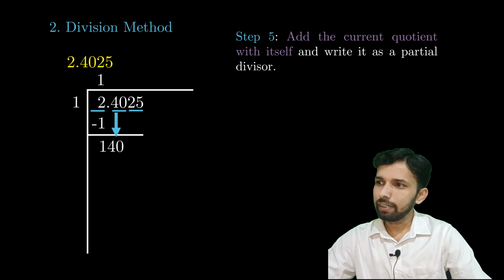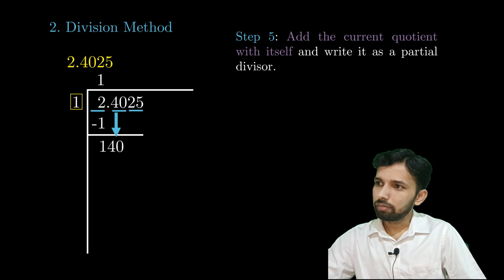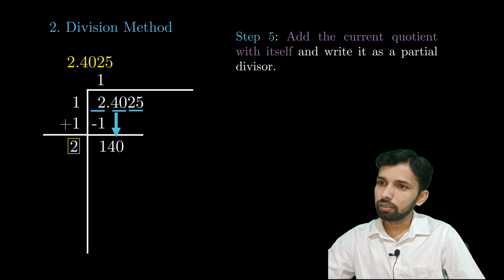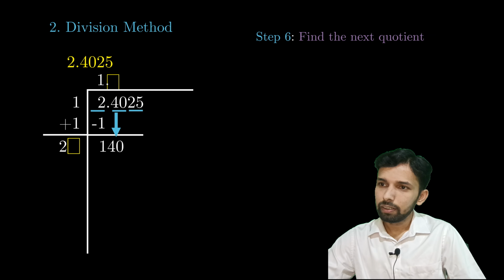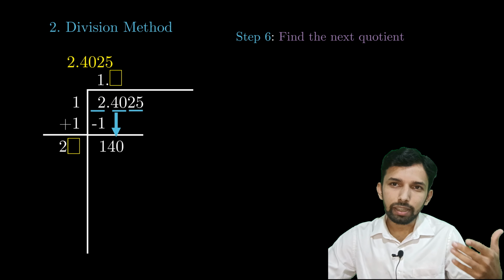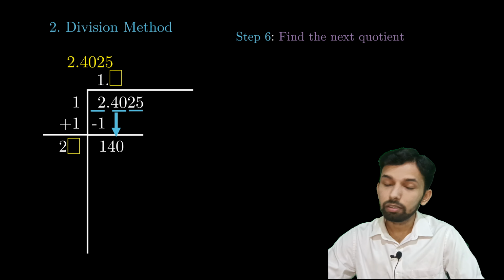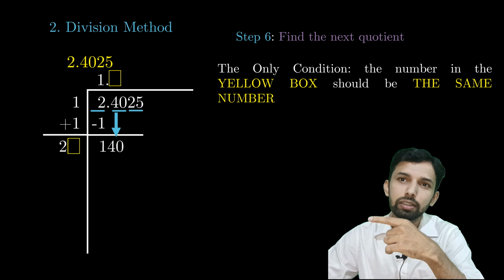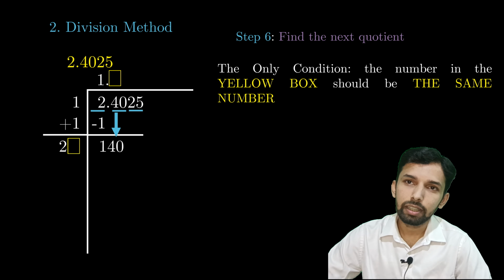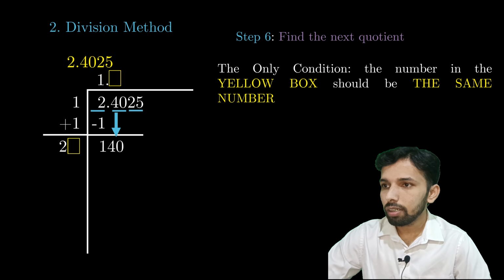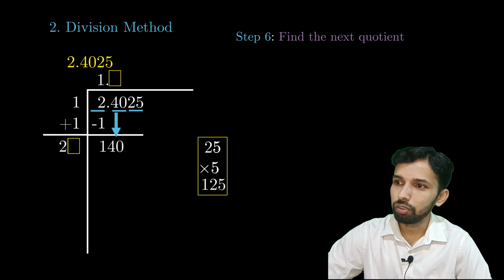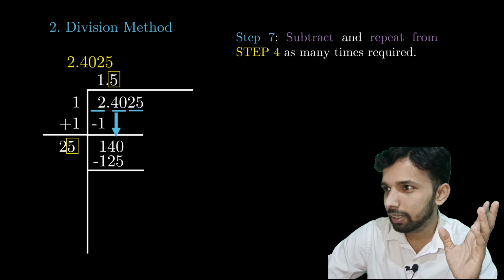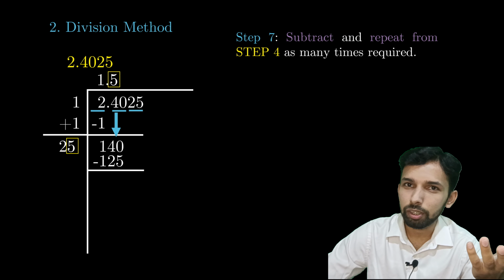Right? Move quick, because now we have already taken enough time. We add the current quotient with itself, and that is 1 plus 1. So we get 2. We now shift it as the partial divisor, and we get 20 times 0, 21 times 1, and all those 10 possibilities. Also remember this condition because it is really, really important. We need the same number in both the boxes. We notice that 25 times 5 is the appropriate choice. You can try that with all those 10 possibilities yourself, right? At least that much you can do.